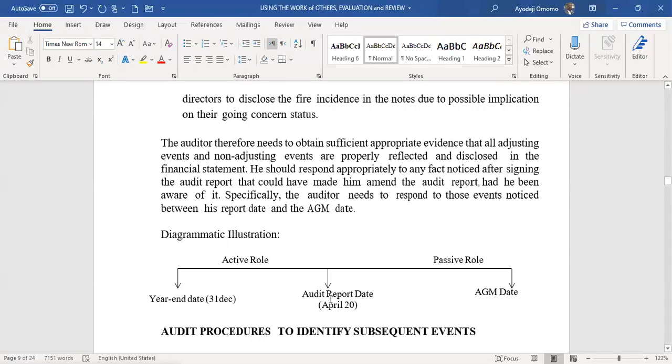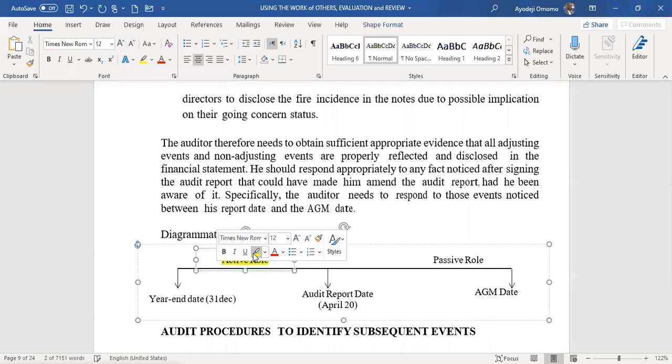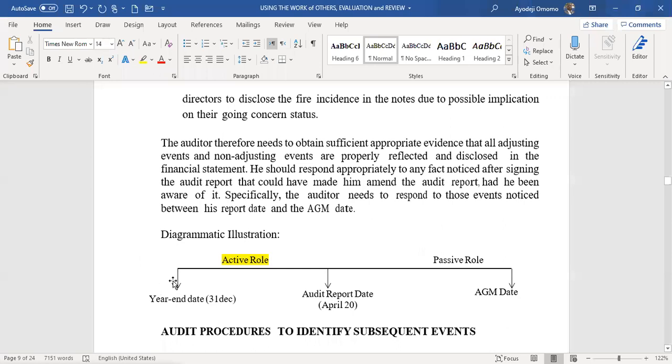What is the role of the auditor between this date that he has signed the report and AGM date? So he has different responsibilities. For this period, between this year end and audit report date, the auditor has a very active role. When we say the auditor has an active role, what we mean is that the auditor must still perform procedures between this date and this date on anything that happens, any subsequent events. He has to perform procedures so that he can satisfy himself. Whether he's adjusting or non-adjusting, he has that responsibility until he signs the report. So that is why, hold on please.